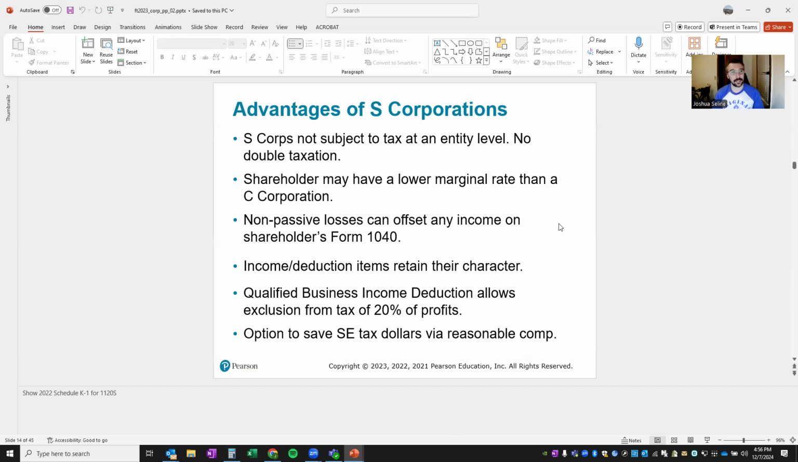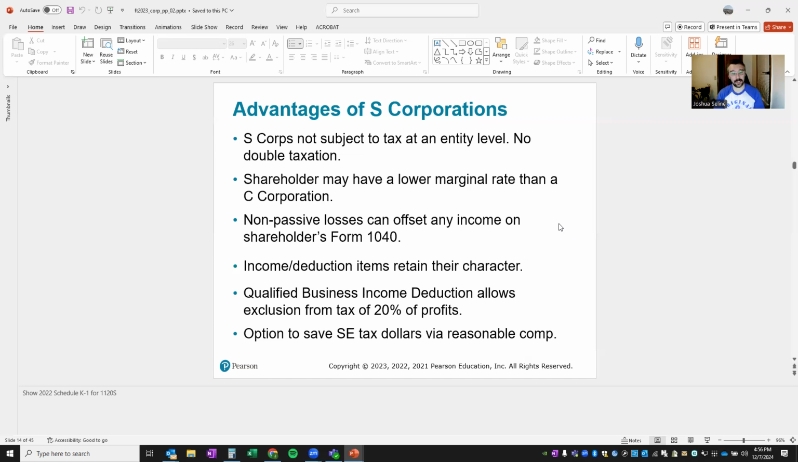Anyways, getting back into it, S corps are not subject to tax on an entity level. It is a pass-through entity similar to a partnership, so there's no double taxation. The shareholder may have a lower marginal rate than a C corporation. Kind of just covered that. Non-passive losses can offset any income on the shareholder's Form 1040.